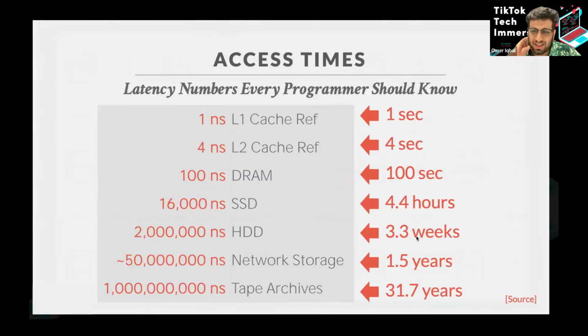Network storage is 50 million nanoseconds, 1.5 years. You'll be staying there for a long time. And tape archives, I won't talk about it, it's too long. So my main point in showing you these numbers is the orders of magnitude difference between the access latencies. If you can move your workload to a faster storage medium, you get a lot of performance boost. That's something that a lot of these data storage systems will try to do.